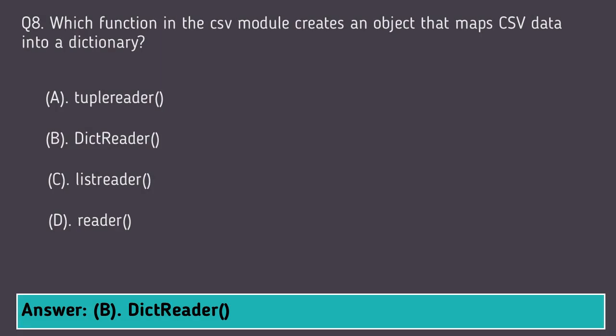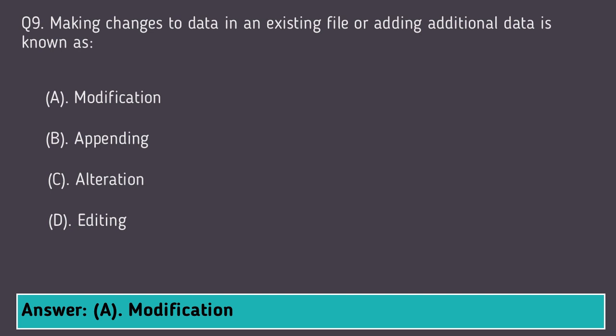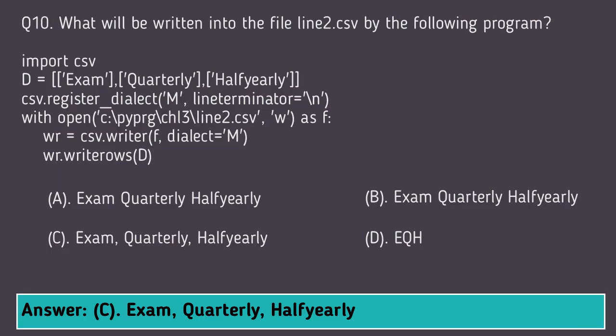DictReader creates a dictionary for each row in a CSV file using column headers as keys. Updating or changing data in an existing file is called modification. The writerows method writes each list item as a separate row, resulting in exam, quarterly, and half-yearly.